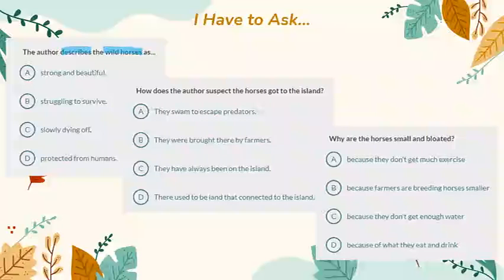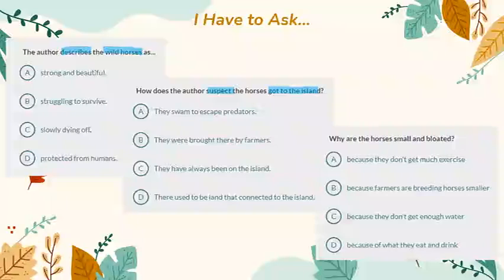The second question, how does the author suspect the horses got to the island? Suspect is an interesting word because it kind of says to me that we don't know for sure, but we're suspecting or guessing how it happened. So I'm going to highlight that. And we want to know how they got to the island. Well, I certainly would like to know that as well.